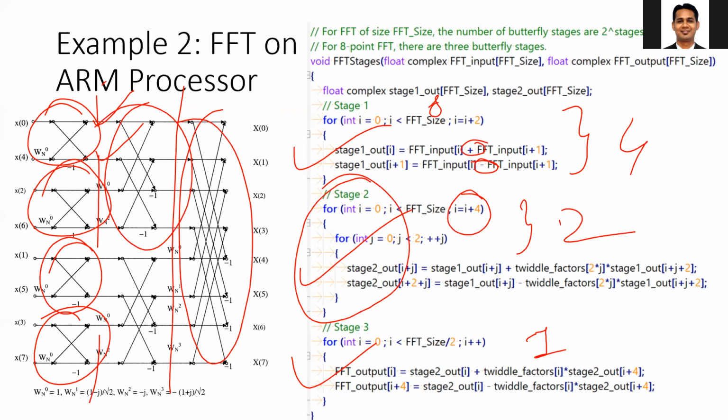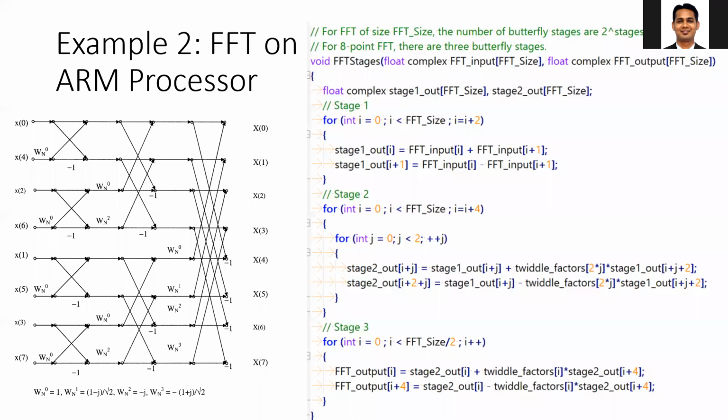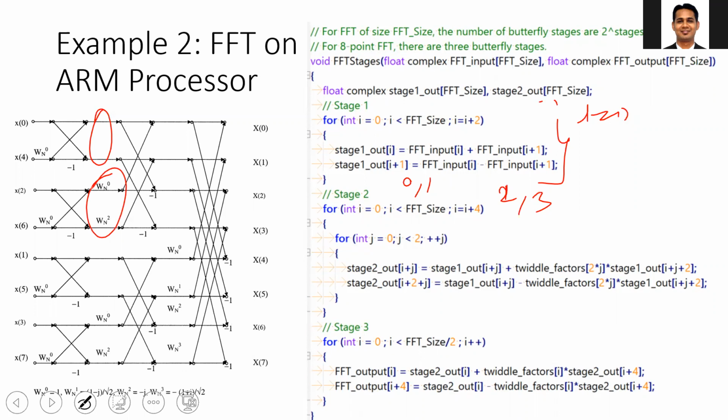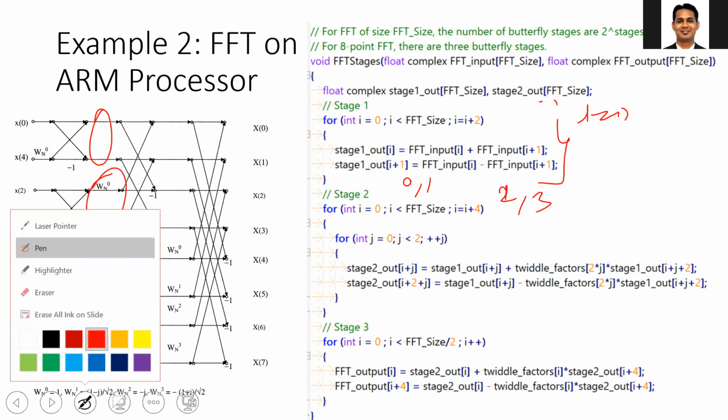So this is how your FFT is implemented using C code. Again, this code may not be the optimized version, but you can always come up with a better version of this code. If you go into the detail of stage 1, when I is equal to 0, you are calculating output 0 and 1. So you get this output. Then I will be I plus 2, so I is equal to 2. Then you calculate 2 and 3, so you get this output and so on. This is how the first stage has been implemented.